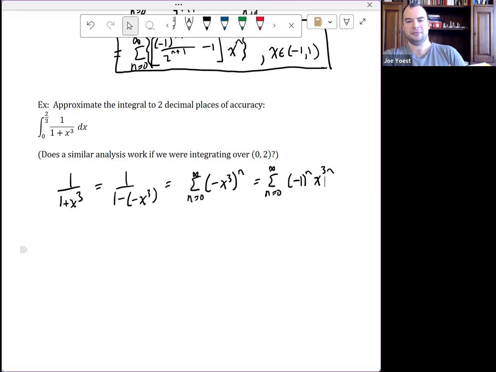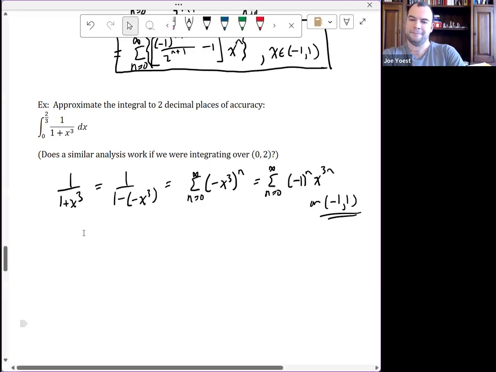Is this valid on the whole real line or what? Well, no, we can see certainly that for x equals negative 1, our original function blows up. This is only on the open interval negative 1 to 1. We need negative x cubed to be in open negative 1 to 1, so x has to be in open negative 1 to 1.